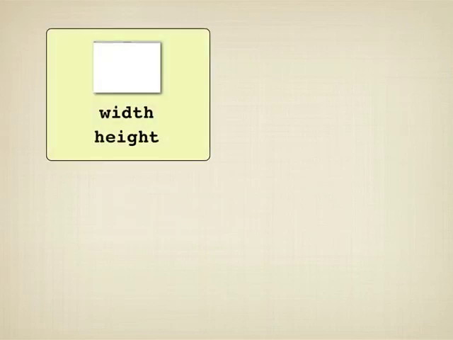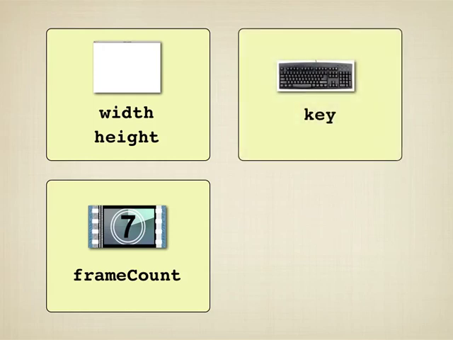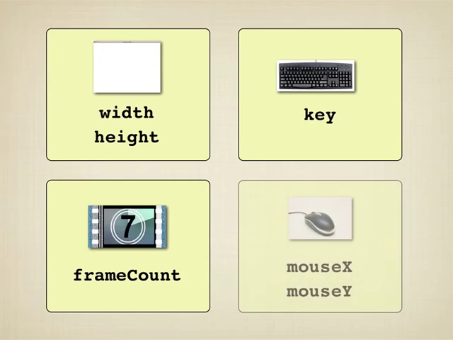Well, that's it. Let's recap all 6 of these important globals. Width and height tell us the size of the graphics window. If we call size, as we usually do at the start of setup, then they automatically take on the numbers that we handed to size. Frame count tells us which frame we're drawing, starting at 1 and going up forever. Key tells us which keyboard key was just pressed or released. MouseX and mouseY tell us where the mouse is located in the graphics window.